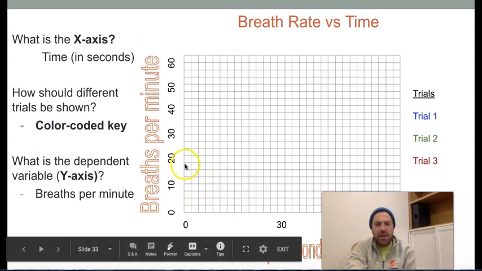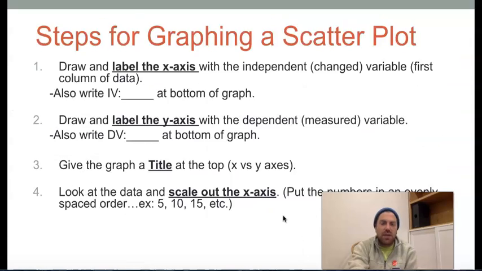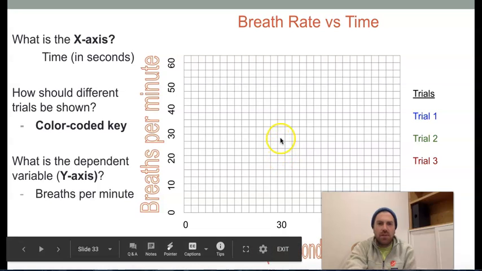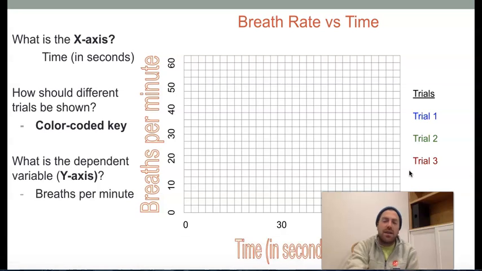So I'd plot a point there. At 30 seconds, it was 29, so up to 29, and at 60 it was 39. And then I would draw a best fit line in blue. Do the same thing for trial 2 and trial 3, and you got yourself a graph.